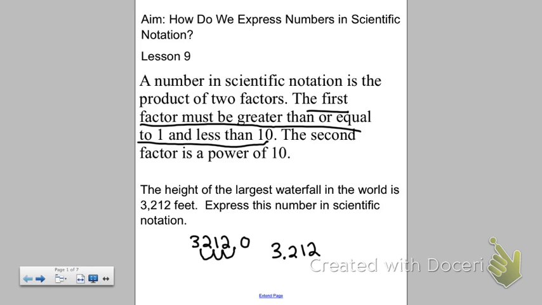My second factor is a power of 10. So I'm going to multiply that by 10 to the power of however many times I moved my decimal point. Since I moved my decimal point 1, 2, 3 times to the left, this is going to be 3.212 times 10 to the third power.